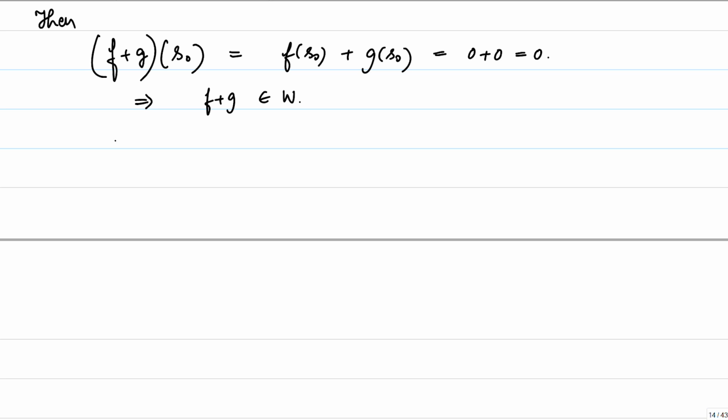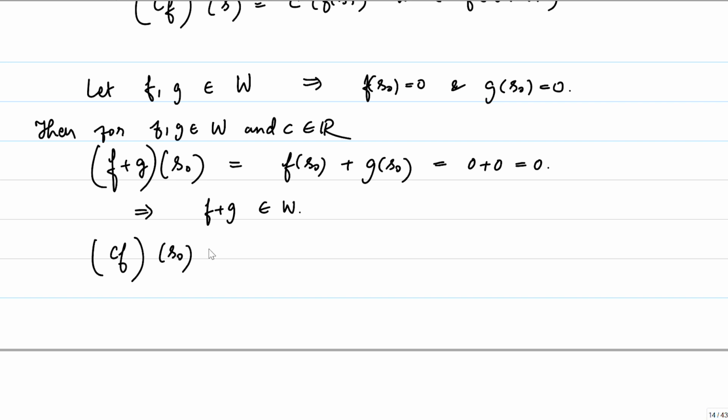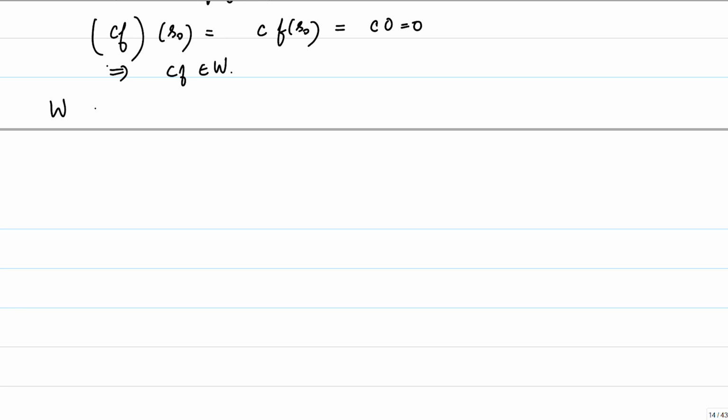How about scalar multiplication, (cf)(s0)? This is for f, g in W and c in R. This is what is getting satisfied. (cf)(s0) is equal to c times f(s0), but f is in capital W means that f(s0) is 0. This implies this is c times 0, which is equal to 0. Hence, cf is in W. So, W is closed under both vector addition and scalar multiplication. W is hence a subspace of F(S, R).